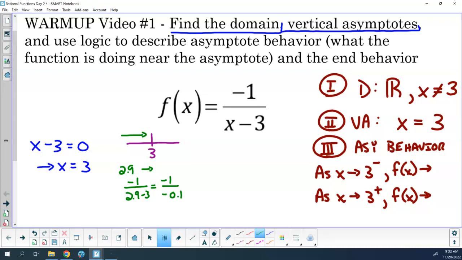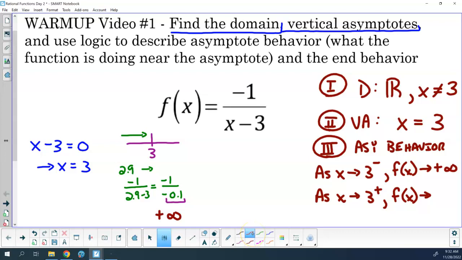Negative divided by a negative is going to be positive, and the closer and closer I get to 3 from the left, that number down there is going to get smaller and smaller, always going to be negative, so that's going to go to positive infinity, because a negative divided by a negative is positive.